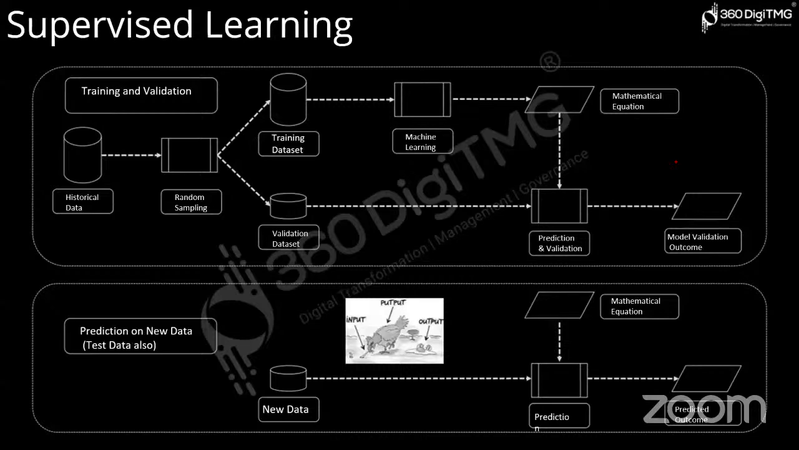Now, the aim of the supervised learning algorithm is to find a mapping function to map the input variable, say X, with the output variable Y. This is the whole goal of your supervised learning. It is to find a mapping function to map the input variable with your output variable. That is the whole scenario.